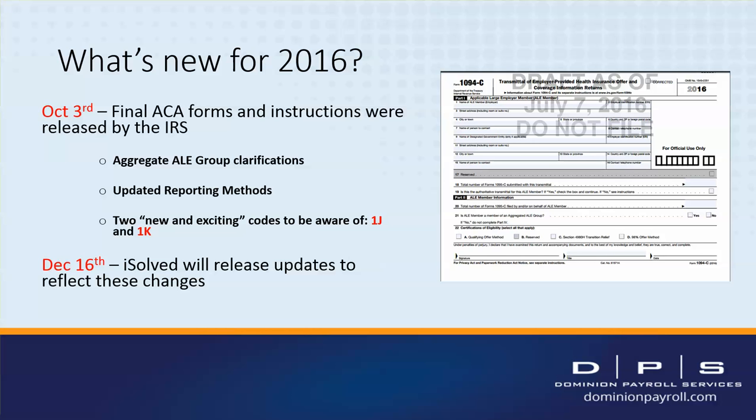And the last thing is 2 new and exciting codes to be aware of. That's 1J and 1K. So the good news is it doesn't appear that the codes changed very much this year from last year.